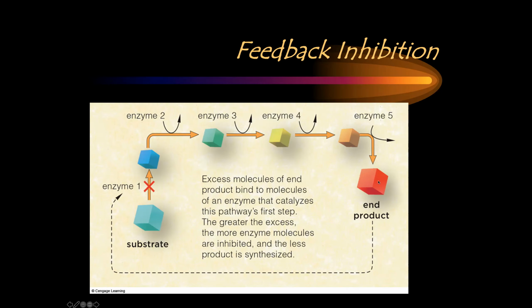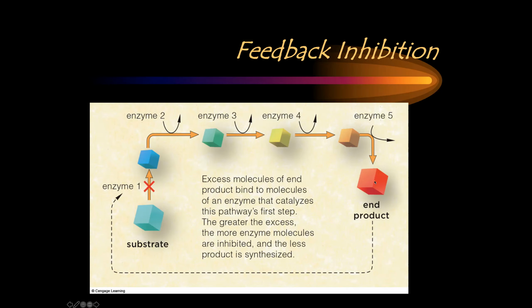Now, if the cell is calling for this red box, the pathway will run. But if the cell no longer needs this red box, this end product, it will accumulate. And when it does, it binds to enzyme number 1. And when it does, it's an inhibitor, and enzyme number 1 can't function, and the pathway stops. You don't get any more end product.